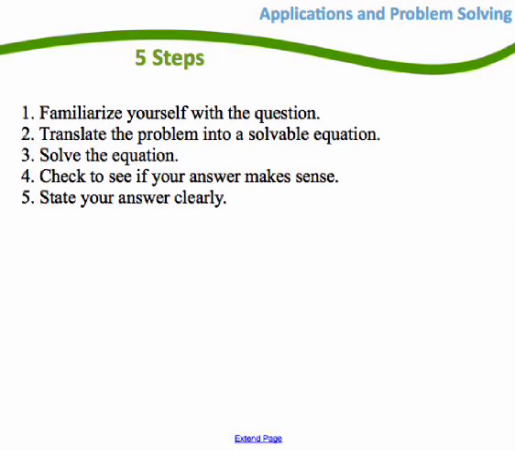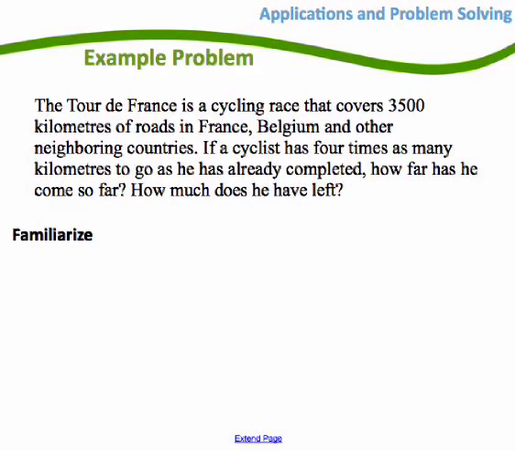The first one is a Tour de France question. It says cycling is a race that covers 3,500 kilometers in France, Belgium, and other neighboring countries. If a cyclist has 4 times as many kilometers to go as he's already completed, how far has he come so far, and how much does he have left?